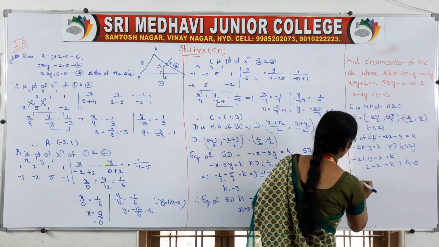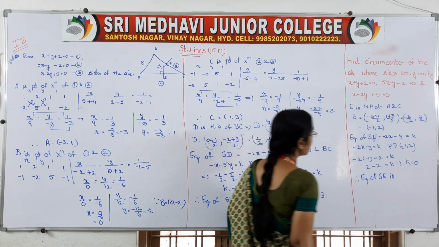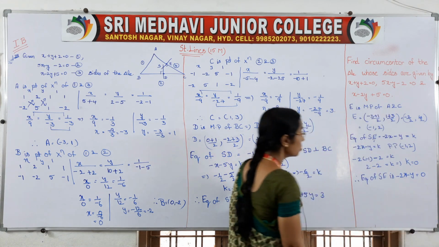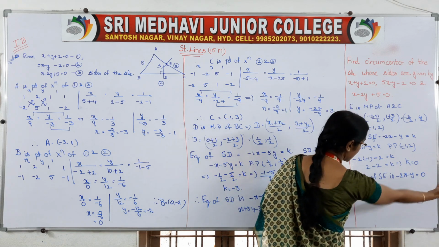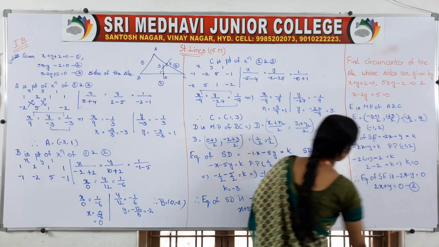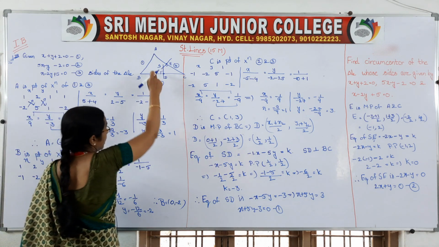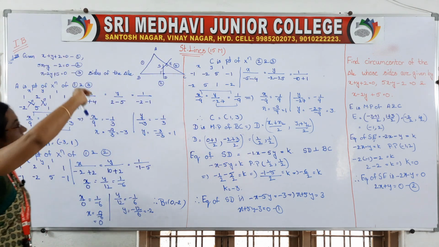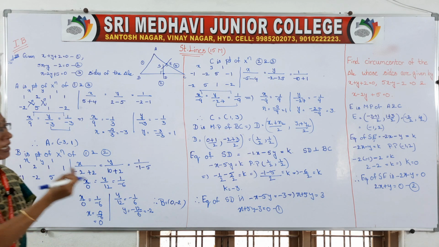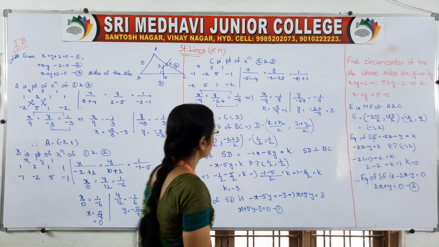So therefore your equation of SE is, what is your equation? Minus 2x minus y is equal to 0. We can take minus 1 common and send it to that side, 2x plus y is equal to 0. You consider this as your equation number 2. So we got our SD and SE. Now we have to find the point of intersection of SD and SE, which is our circumcenter. So come on, we will find the point of intersection of these two.